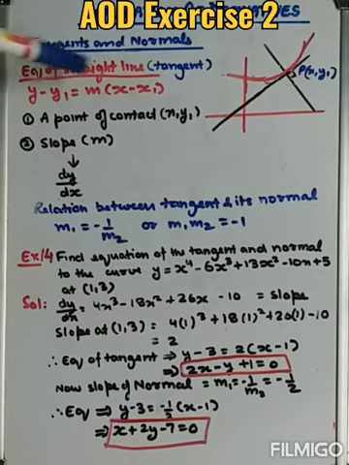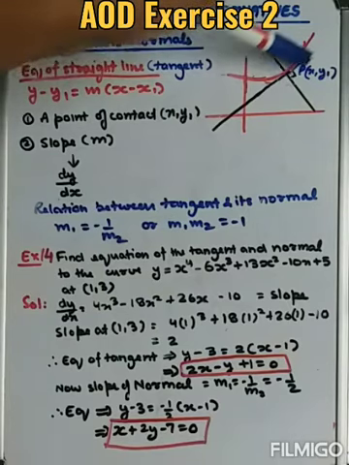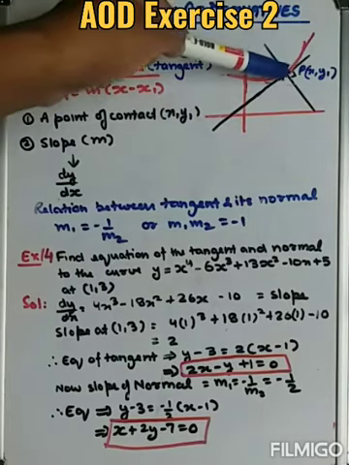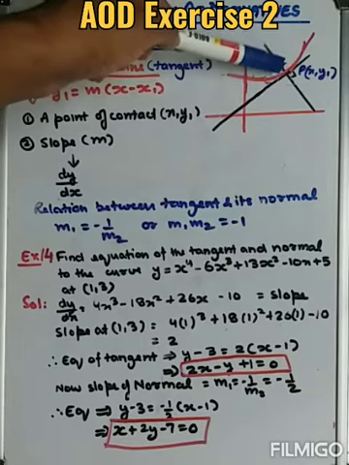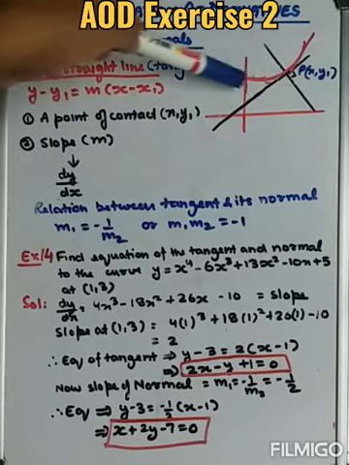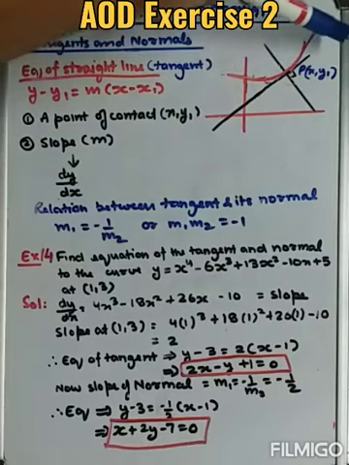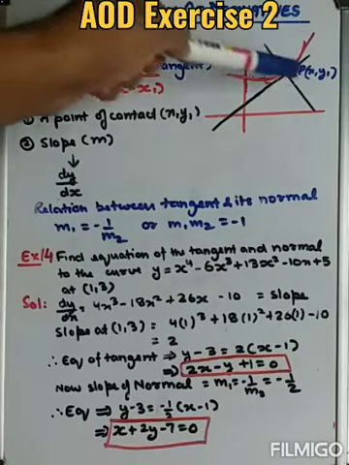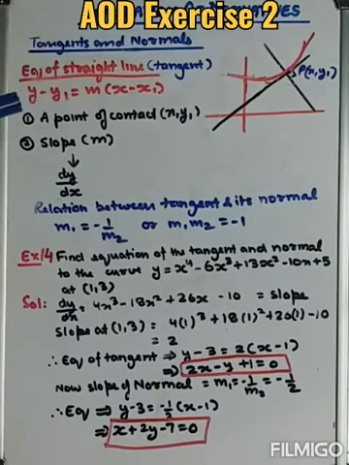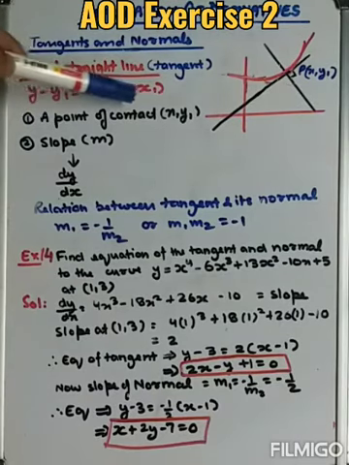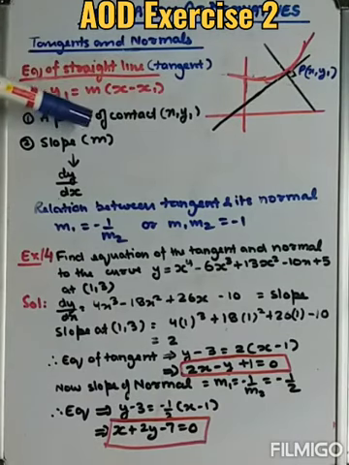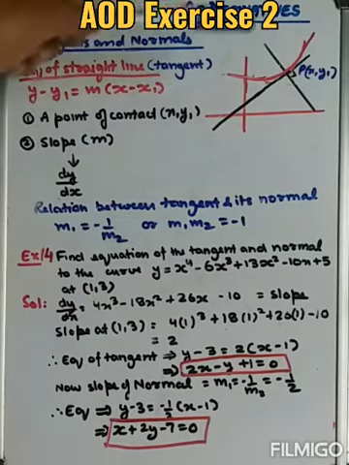So the basic formula for the equation of a straight line is y minus y1 is equal to m times (x minus x1). Now what is x1, y1? x1, y1 is the point through which this tangent is passing. At x1, y1 is a point of contact which lies on the curve, and through that point the tangent or the normal is passing. So first of all we have to find the point of contact, and second we have to find the slope of the tangent.